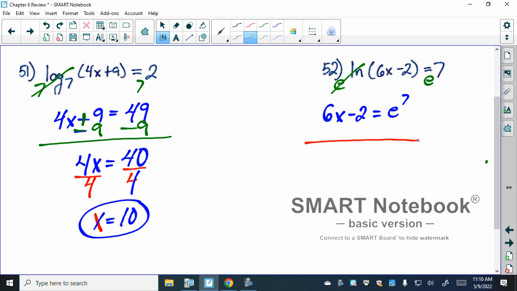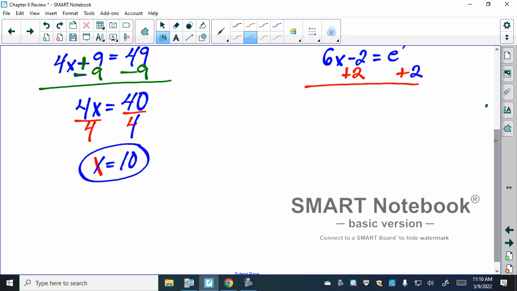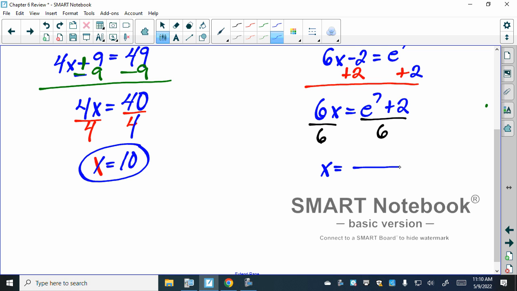So the first thing we can do is add 2 to both sides, which will tell us that 6x is equal to e to the 7th plus 2, and last but not least, we would divide both sides by 6. So x is equal to e to the 7th plus 2, divided by 6.